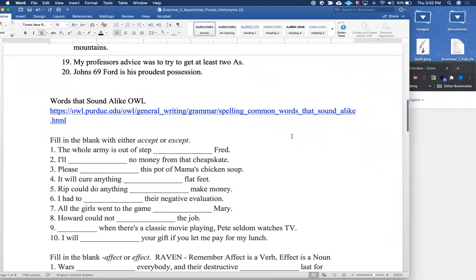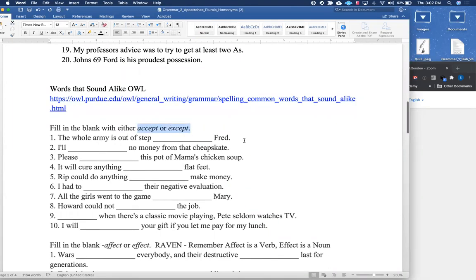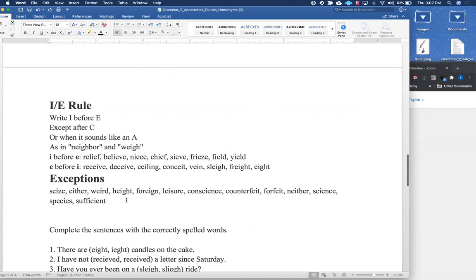This thing is about 4 pages. These are words that sound alike. This is pretty self-explanatory. Explanations are near. This is the spelling rule for IE: I before E except after C, or when it sounds like an A, as in neighbor and way, and you have some exceptions here.